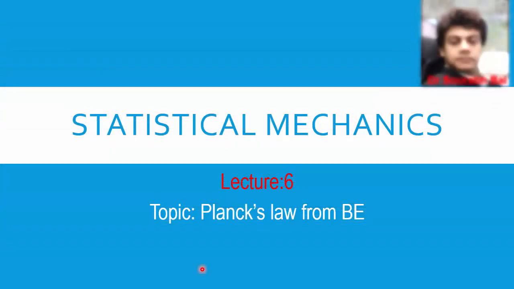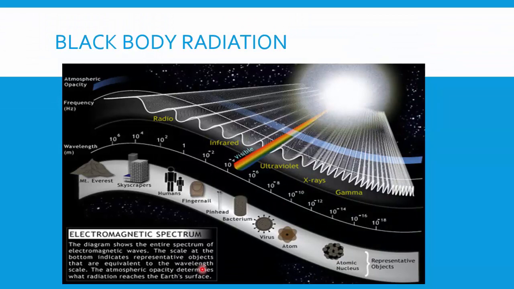In lecture 6, we are going to derive Planck's law from Bose-Einstein statistics. Now, in the previous lecture, we have done application of Fermi-Dirac statistics. In this lecture, which is the last lecture of this module, Statistical Mechanics, we are going to use Bose-Einstein statistics to validate one of the very important laws, which is called Planck's law.